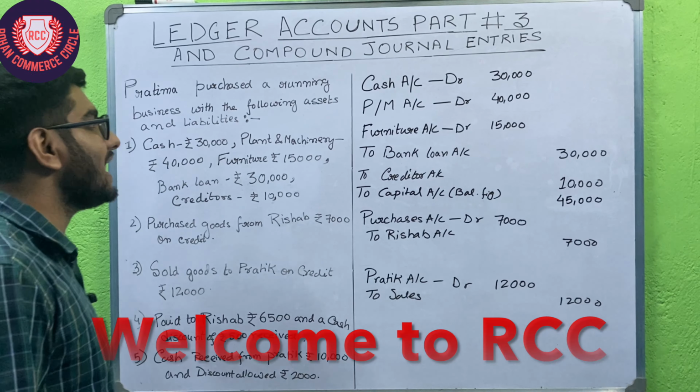Cash received from Pratik rupees 10,000 and discount allowed rupees 2,000, that means we have received the cash, asset has increased, so cash account debit. Okay, now discount allowed means we are allowing the discount, so it is an expense, so the expense is increasing. Discount received is income or revenue, you can say. Discount allowed is expense, so expense is increasing. As the expense increases, students, what do we do? We debit it, right? So discount allowed account debit.